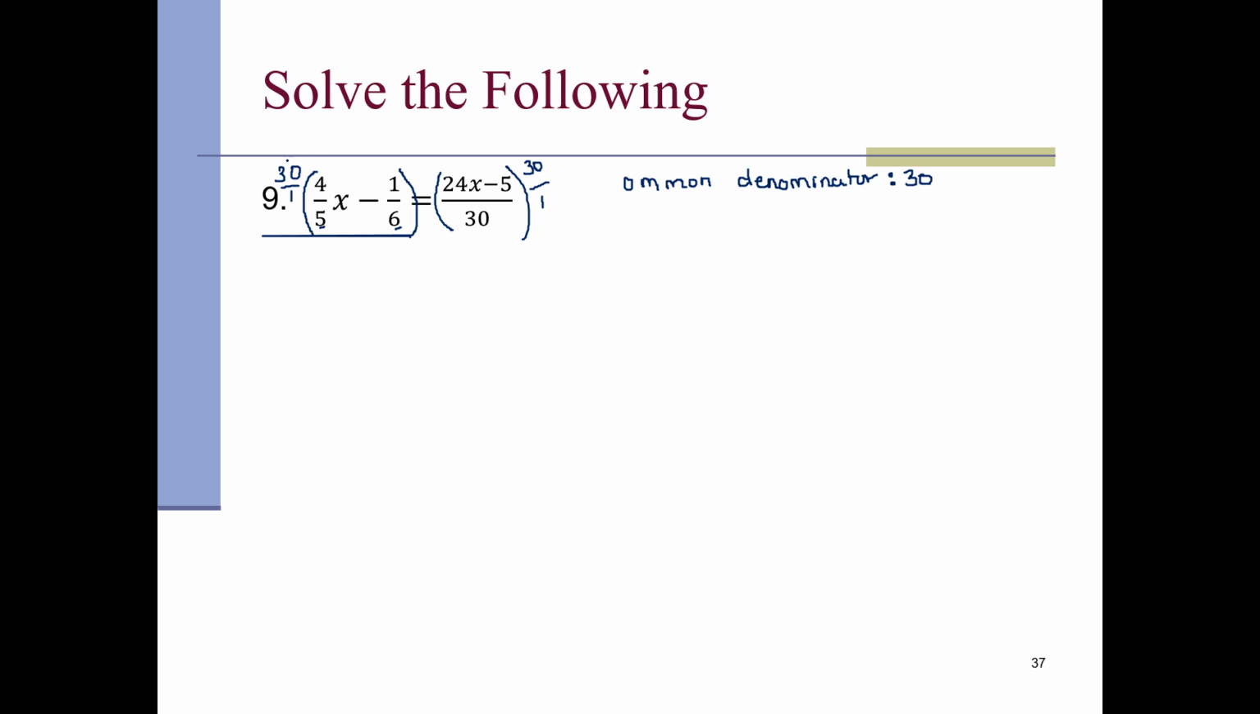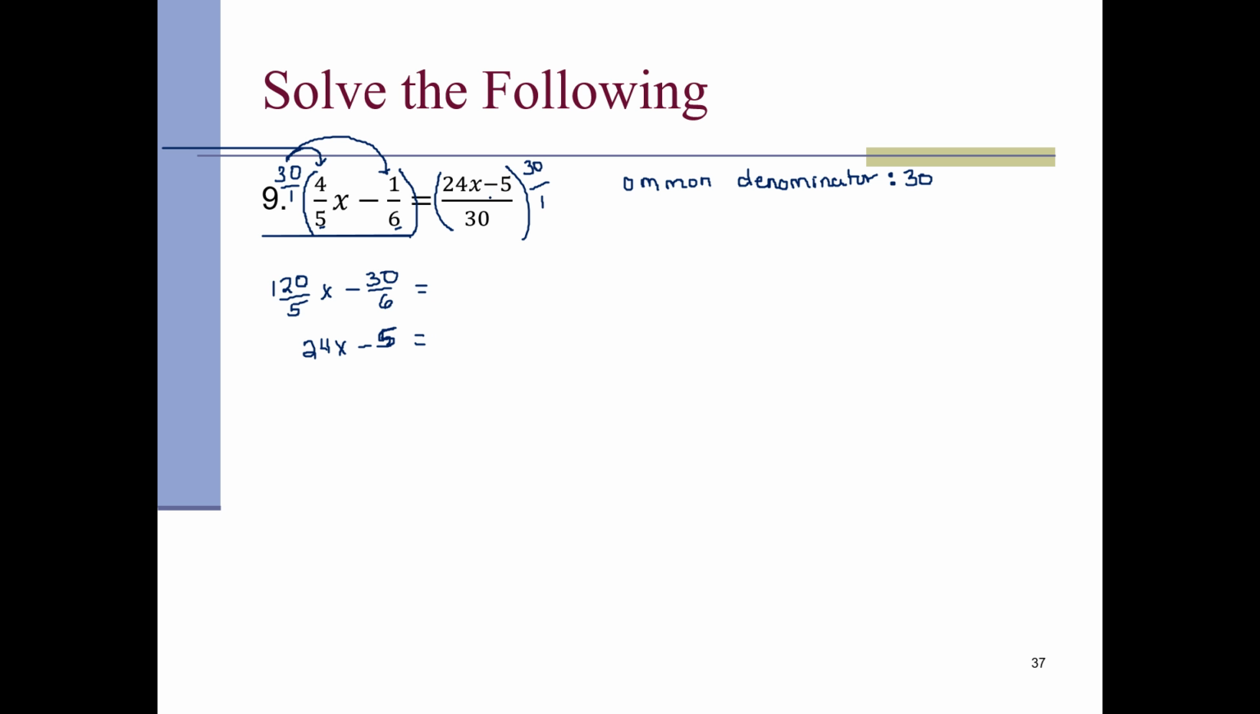So when I multiply, I am going to distribute. So 30 times 4 would be 120 divided by 5, and then there's an x. So 120 divided by 5 is 24x when I simplify. Distribute here, there is a negative, so minus, let me write it up here, minus 30 over 6, and when I do that math, this is minus 5.